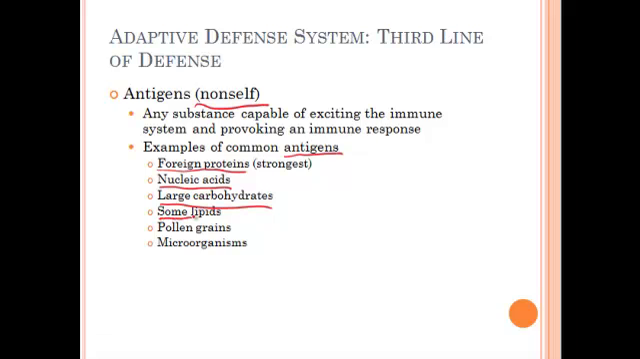Some lipids, fats, pollen grains, and also microorganisms. Microorganisms, of course, such as bacteria and viruses, are antigens as well, and they have large carbohydrates, nucleic acids, and proteins that are sometimes on their cells. They're presented on the cell, or they're producing these as they're trying to take over our body.